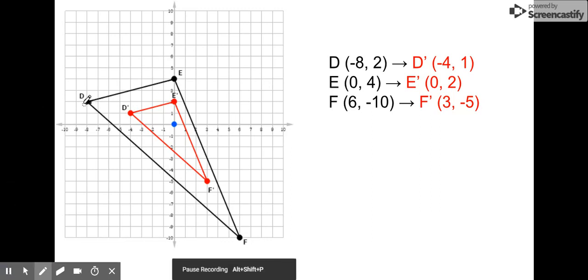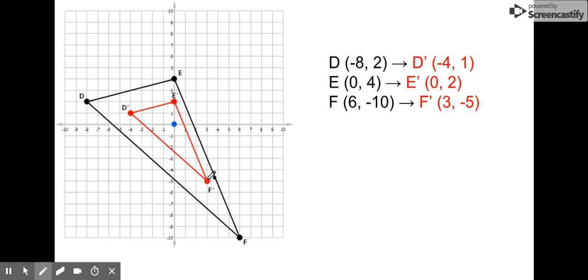Also, we know that triangle DEF is mapped onto triangle D prime, E prime, F prime by dilating by 1/2 about the origin, which means that side DE should be proportional to side D prime, E prime, and it is. D prime, E prime is half the size of DE. The same holds for side EF to side E prime, F prime, and side DF to side D prime, F prime.